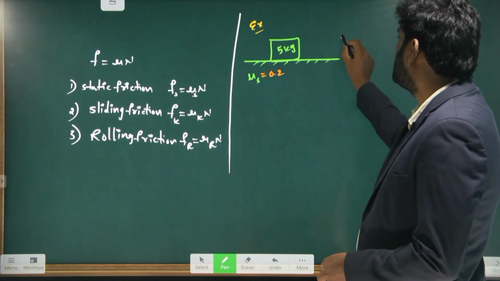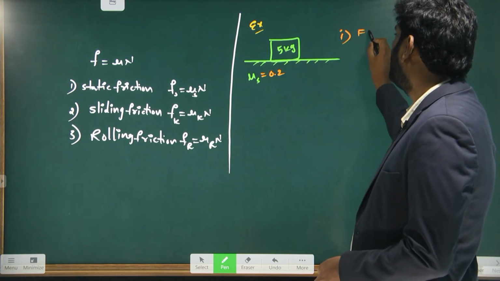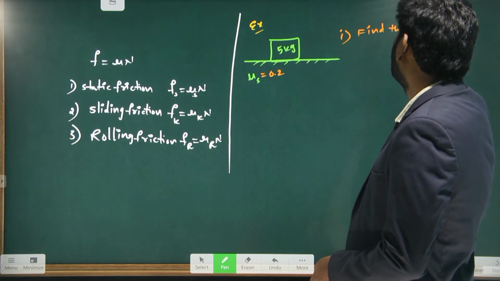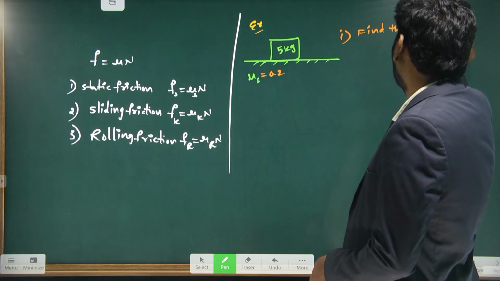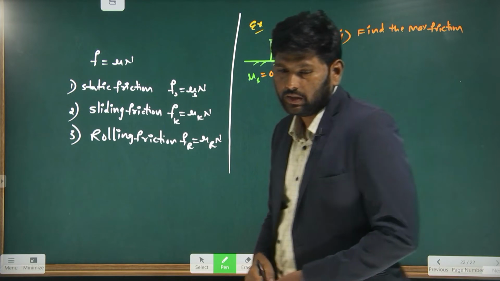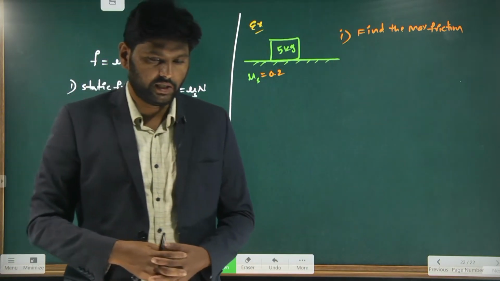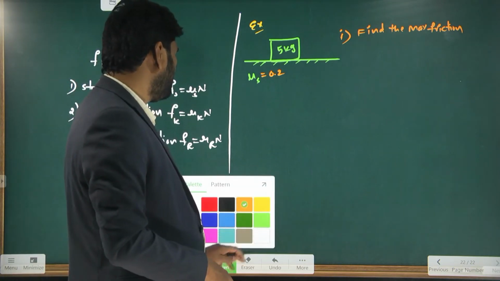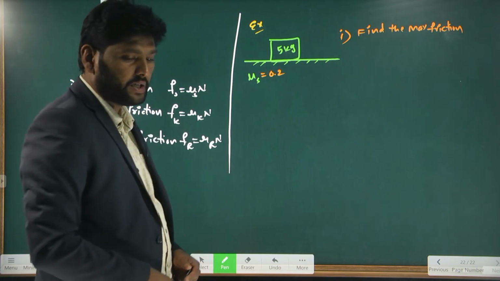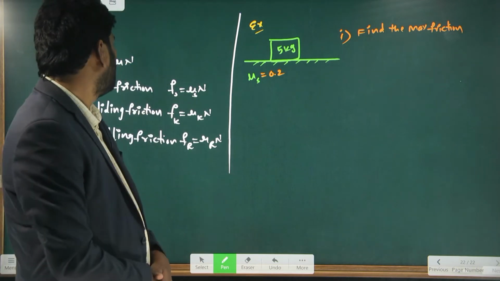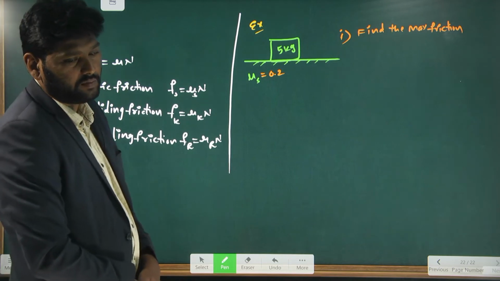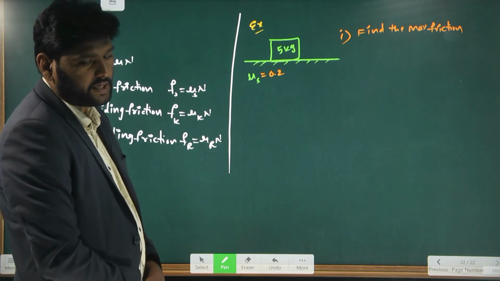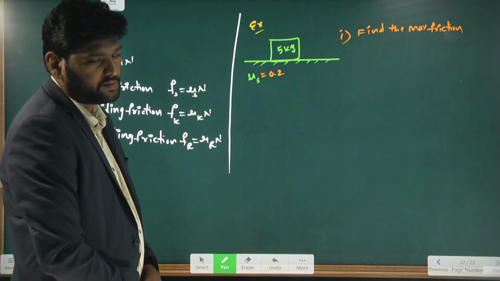Now the first question is: find the maximum friction. The maximum friction is known as limiting friction here. Tell me, what formula should we use to find the maximum friction, or to find the static friction? Maximum friction is nothing but static friction here. How much is the maximum static friction?